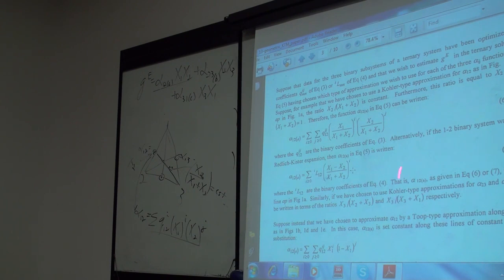Okay, so this alpha 1,2 is constant along that line and equal to the binary value at that point. Remember when you're reading this that x1 plus x2 equals 1 in the binary, but not in the ternary. Alright, so if you're doing a Kohler method, you just replace these values.